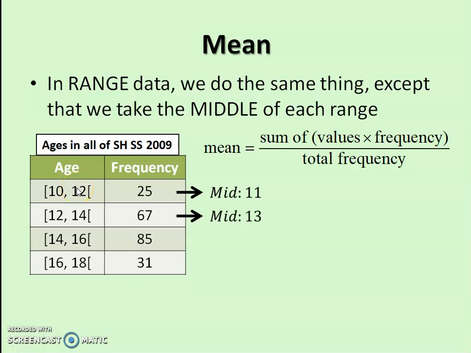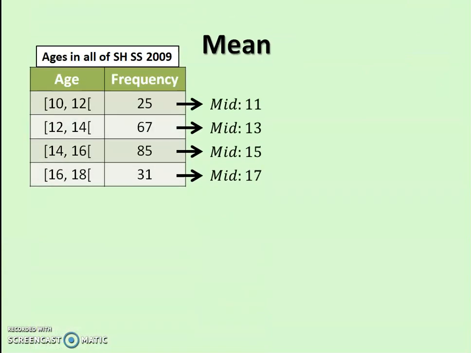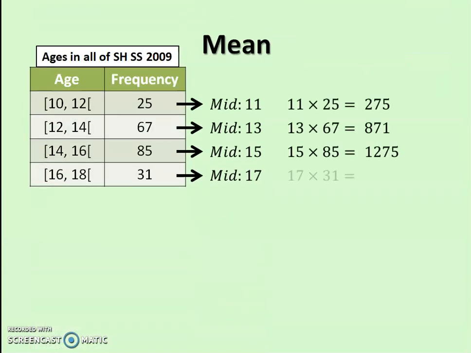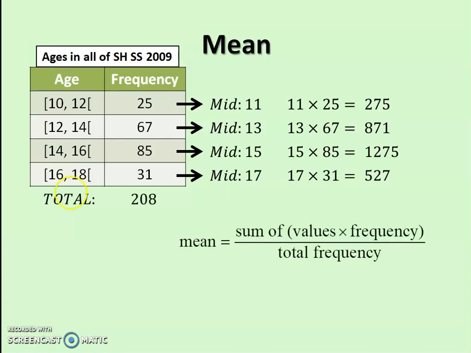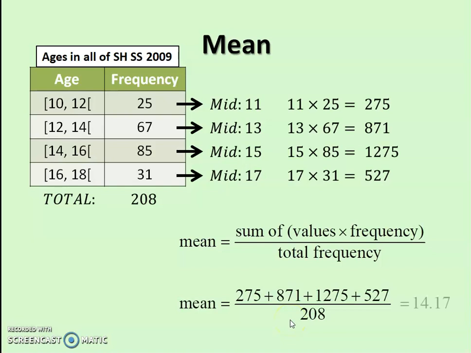That middle point or mean is 13, 15, and 17, and I would multiply those by the frequency of each category. Again, I don't have to do this as a side calculation. I could have put it directly into my answer. I could have just written mean equals, and then 11 times 25 plus 13 times 67 plus, and divided by the total frequency. And again, I should probably have an approximately equals 14.17.